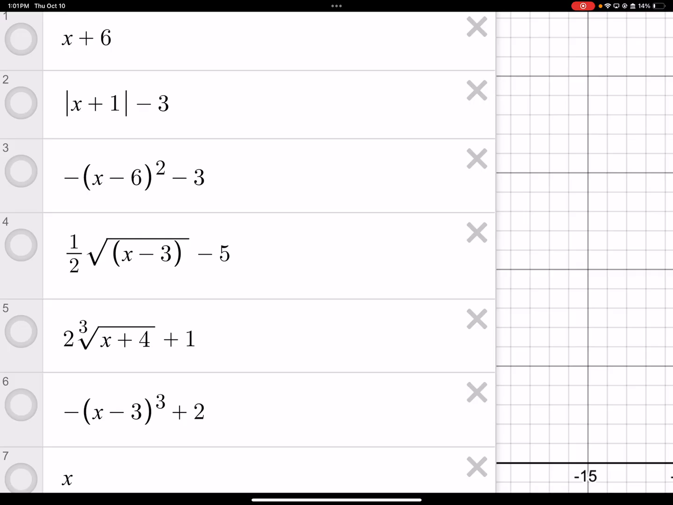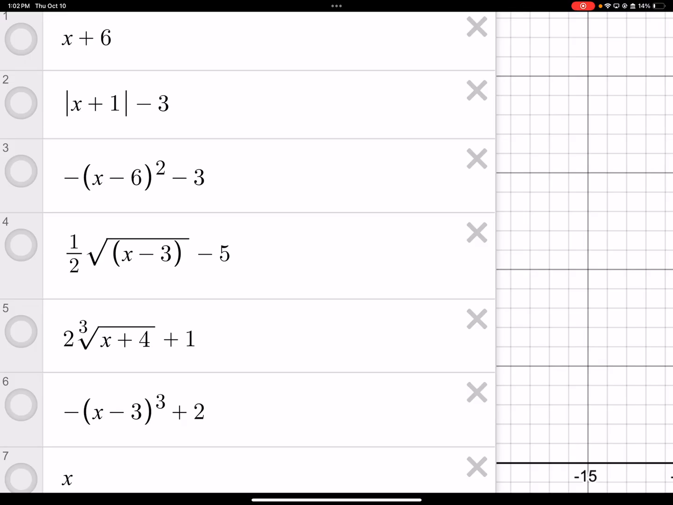Positive is left, negative is right for your x value if it's inside parentheses, absolute value, or underneath the radical. What does the number outside do? It moves it up or down, and it's exactly what you see. This one moved down 3. This one moved down 3. This moves down 5. So a way to remember it: the x value, in this form, is the opposite of what you see. The y value is what you see. That's the general statement we're going to use for this.